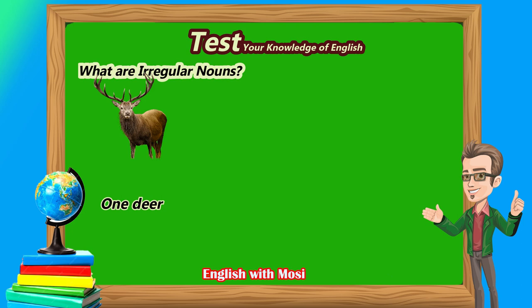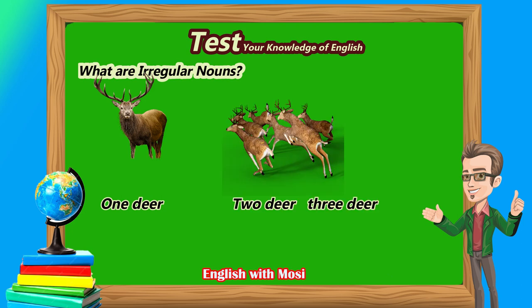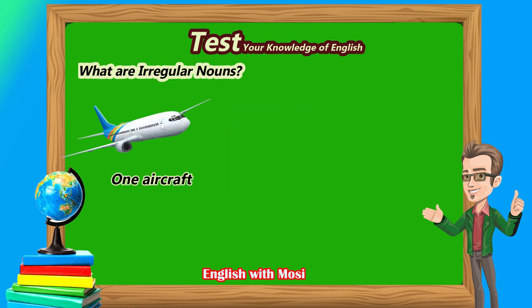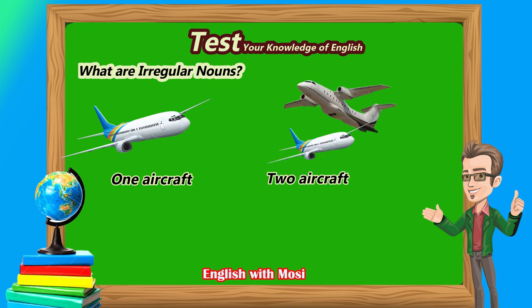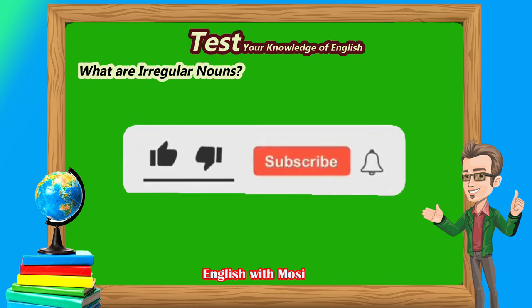1 deer, 2 deer, 3 deer, 1 aircraft, 2 aircraft, 3 aircraft. My dears, I hope you could learn everything about irregular nouns.